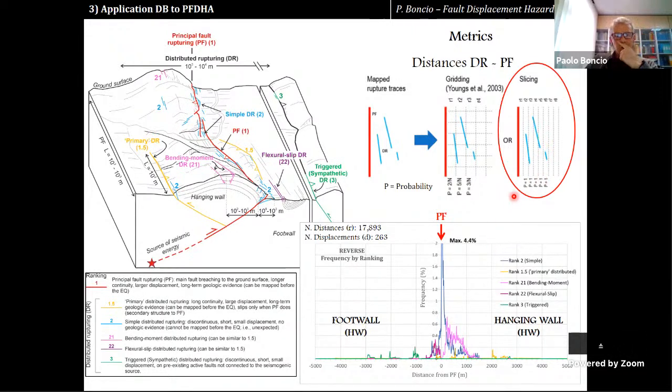The histogram below shows the distribution of the data. Most of the data are in the hanging wall. Most of the data are the blue ones, the simple distributed ruptures. Then we have in pink the bending moment, in purple the flexural slip, orange the synthetic or antithetic splay, and in green the triggered.